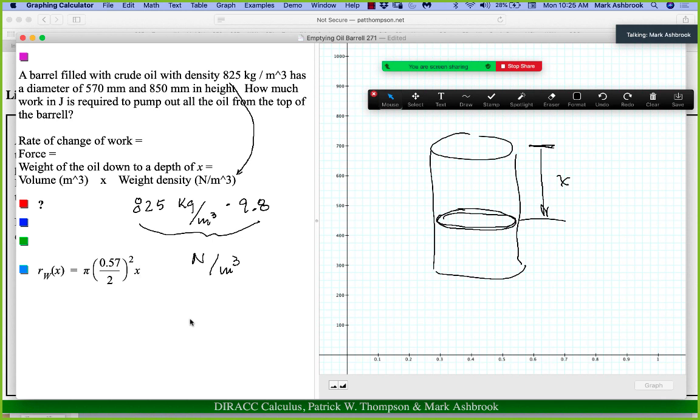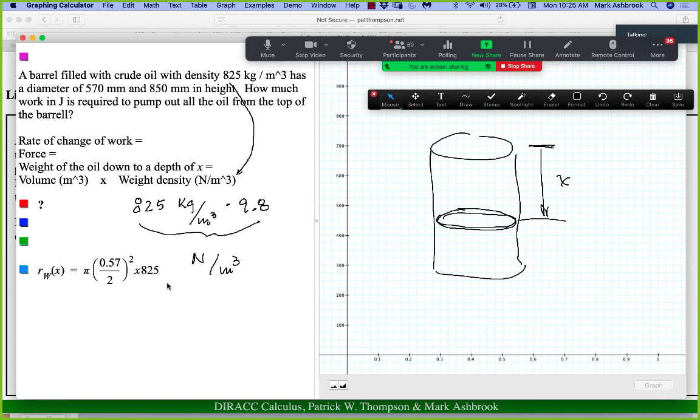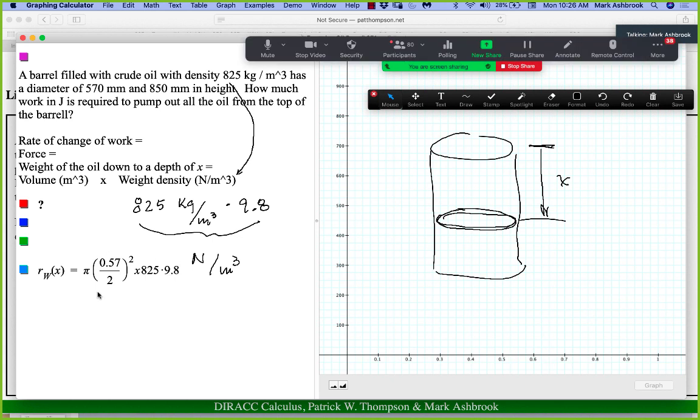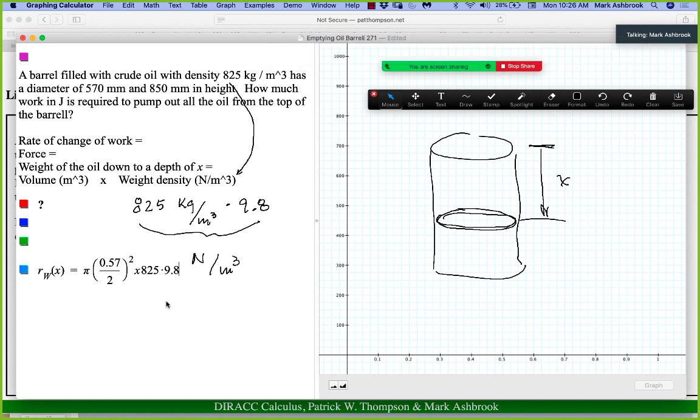So this is the volume of x depth of oil, and then we're going to multiply by our weight density, which is going to be the 825 times 9.8. So volume of that times the weight density in newtons per meter cubed, and that's going to be newtons then. So newtons per meter cubed times meter cubed gives newtons. So there's our rate of change of work. It's the force.